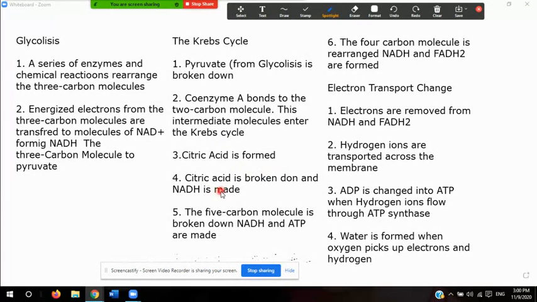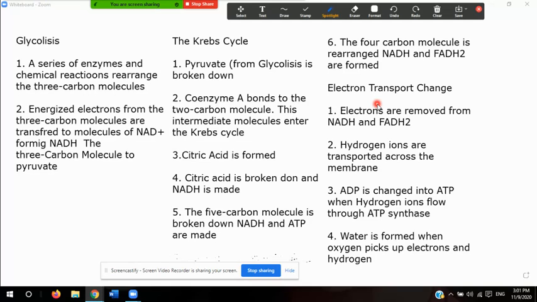Once the citric acid is formed in the third step, it's broken down and NADH is made. Then in the fifth step, a 5-carbon molecule is broken down, and NADH and ATP are made. There is a forming of ATP in the Krebs cycle. The sixth step is that a 4-carbon molecule is rearranged, producing NADH and FADH2. It's these two molecules, NADH and FADH2, that enter into the final stage of cellular respiration, which is the electron transport chain.